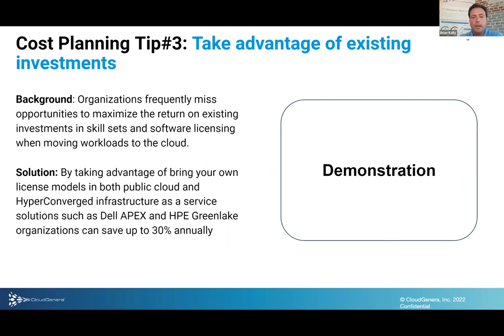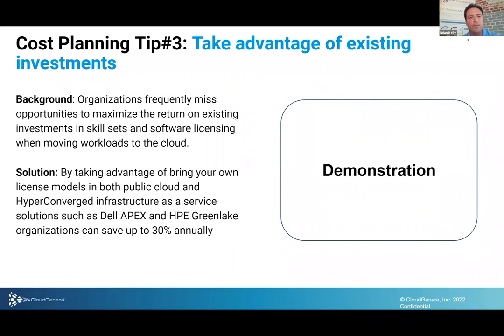The solution, by taking advantage of bring your own license models in both public cloud, as well as in hyperconverged infrastructure as a service solutions, such as Dell Apex or HPE GreenLake, organizations can save up to 30% annually.